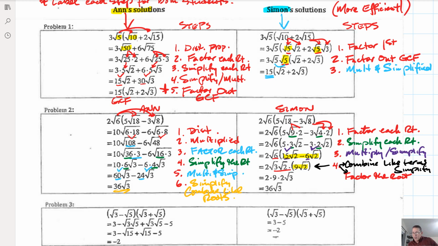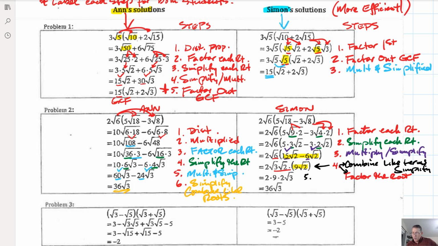So we combine like terms. 15 root 2 minus 6 root 2 is 9 root 2. That's combining like terms. And then he also factored root 6 into root 3 times root 2. So there were 2 things done there. And then step 5 is here. What happened? You've got to analyze.